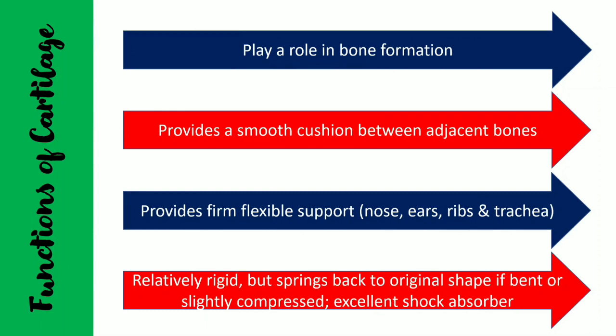Moving towards the functions of cartilage, it plays a role in bone formation. It provides a smooth cushion between adjacent bones. Usually this cartilage is present at the end of the bones, especially the long bones, and it works as a cushion in between those bones.